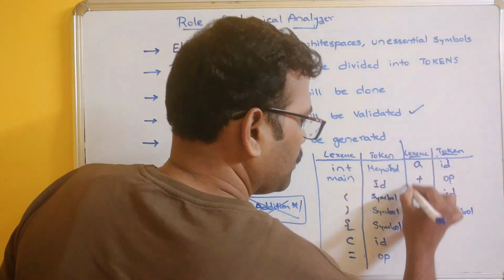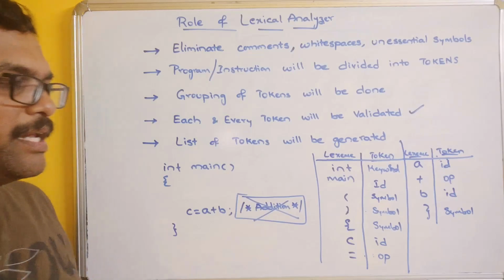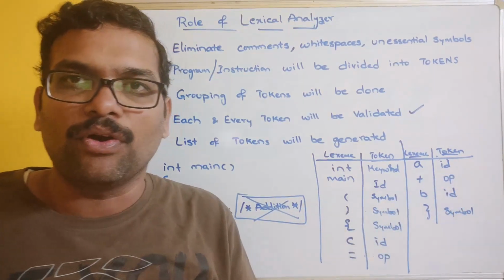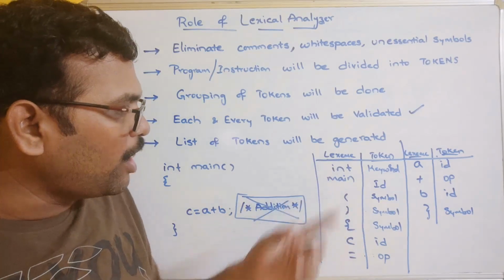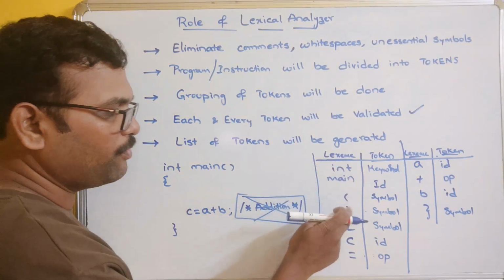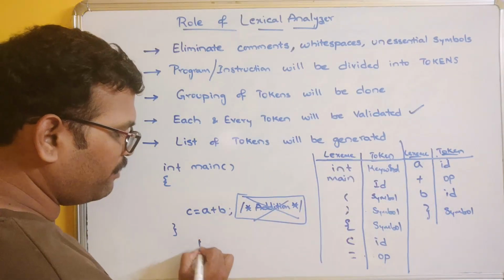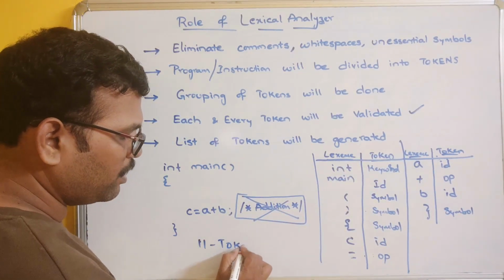See, this is a symbol table, right? For this program, these are the different tokens we got. Okay, so how many tokens? 1, 2, 3, 4, 5, 6, 7, 8, 9, 10, 11. So total 11 tokens were there in our program.